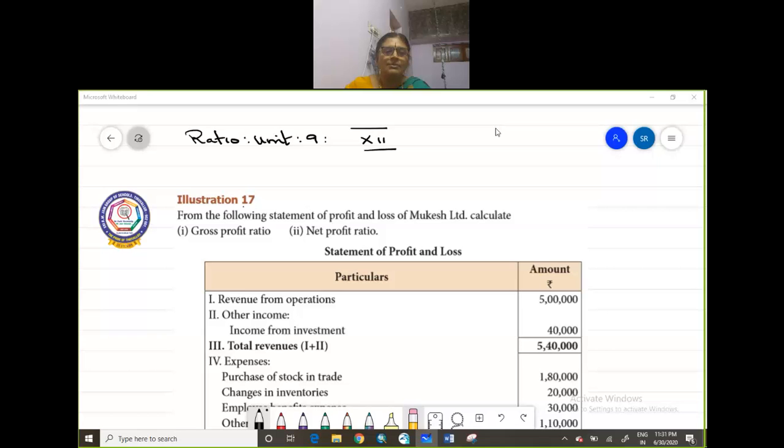We are in Unit 9 Ratio Analysis, and today I'm going to teach you how to calculate gross profit ratio and net profit ratio, and we are in illustration number 17. Fine. Now first let us read the problem. From the following statement of profit and loss of Mukesh Limited, calculate gross profit ratio and net profit ratio.